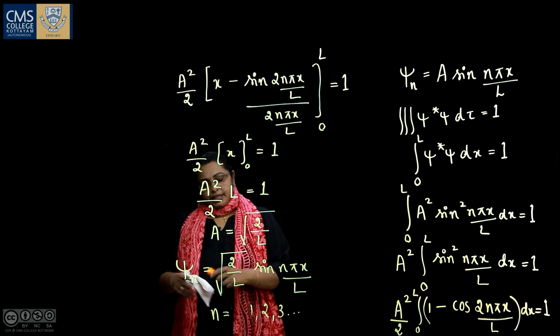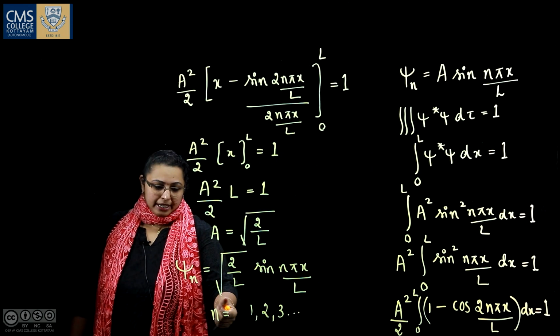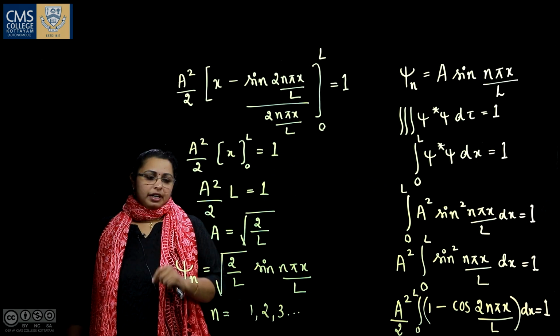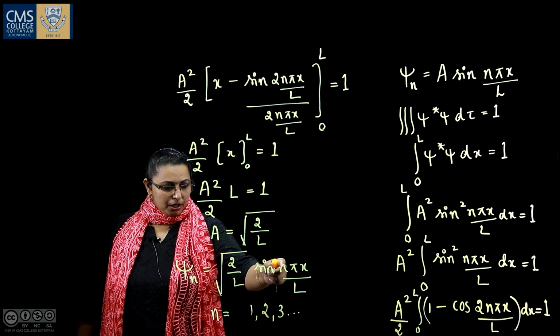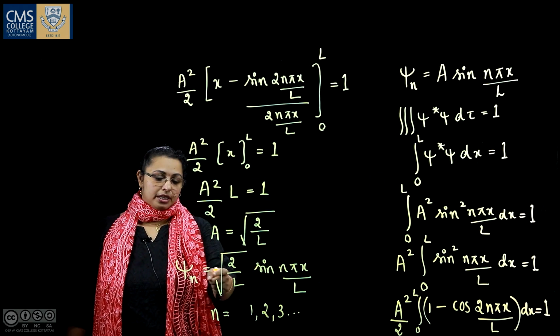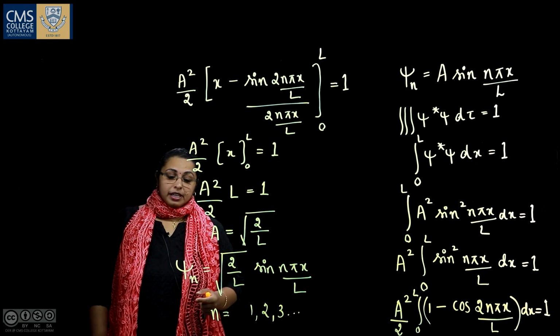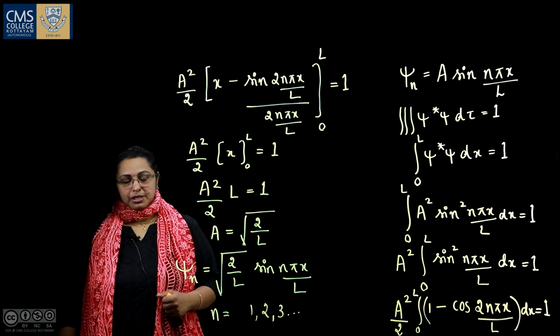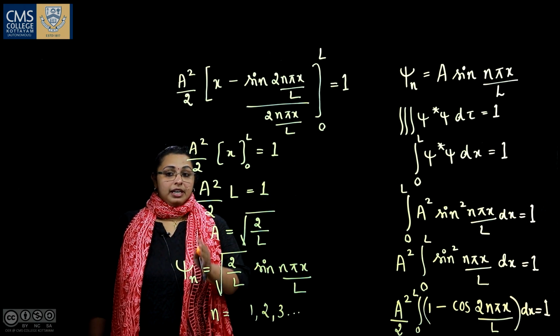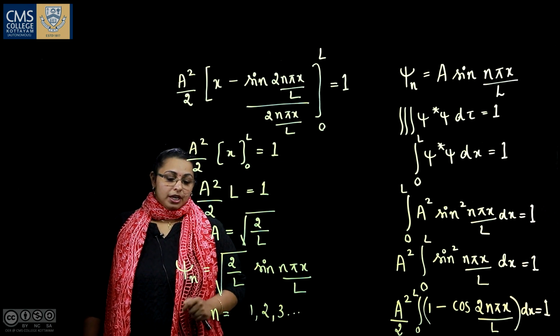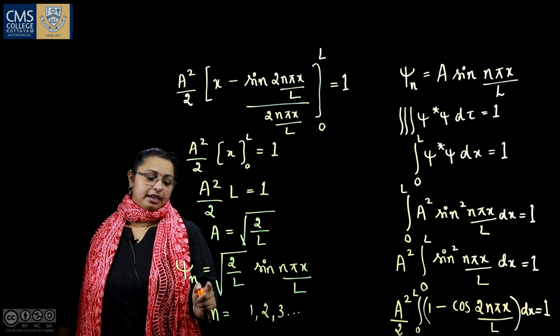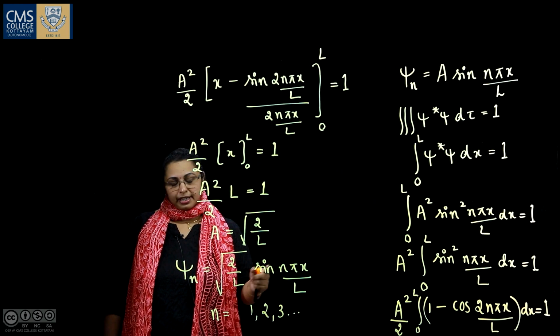Now, usually when we take integers, you take the value of 0 also. Here you do not consider 0. The reason is that if you consider 0, this sine term will become 0 and the wave function automatically reduces to 0, and that is not possible. Wherever the particle is present, the wave function should be there; the wave function cannot be equal to 0. Therefore, you have to start taking the value of n as 1, 2, 3, etc.